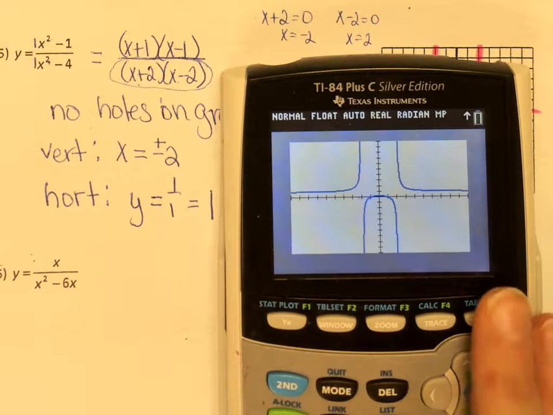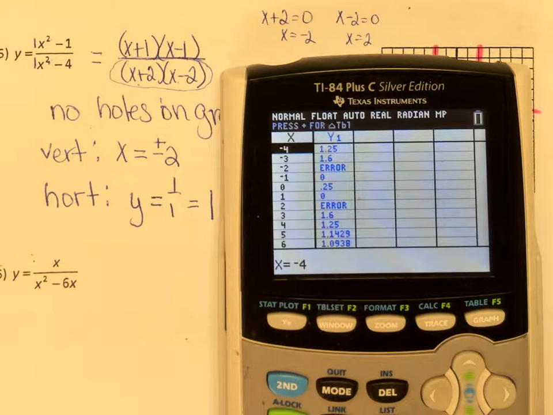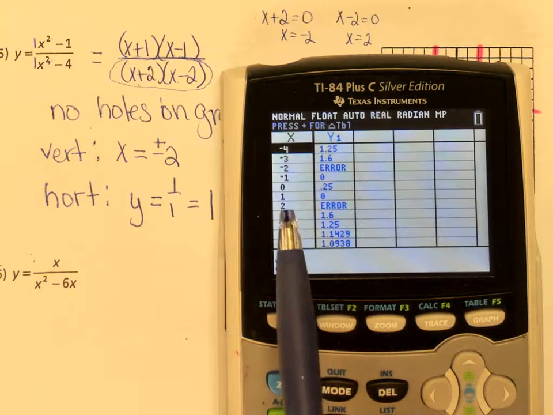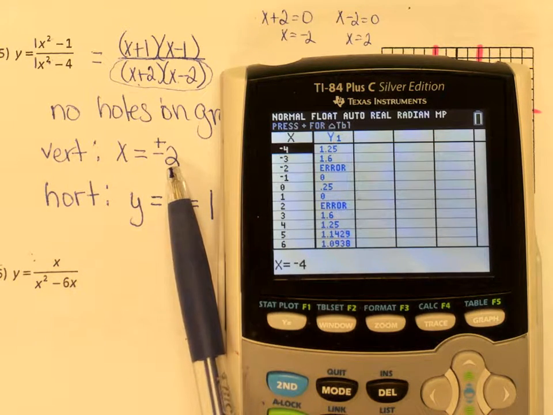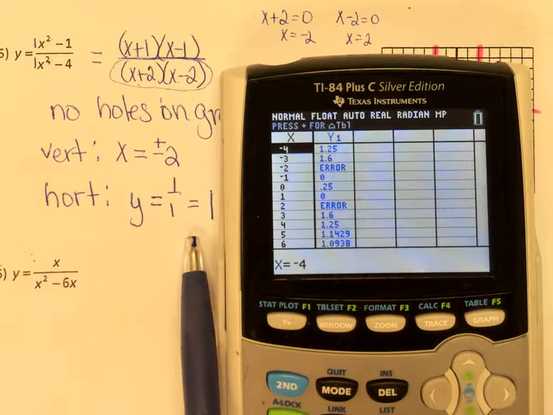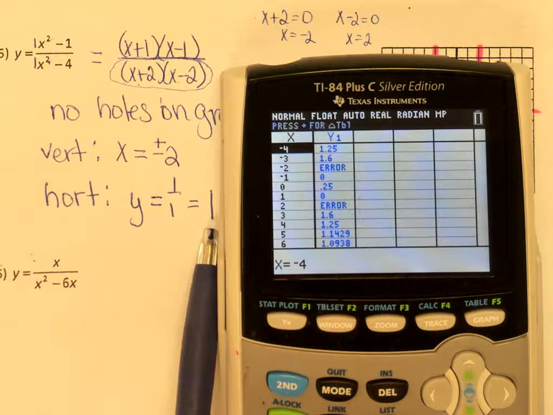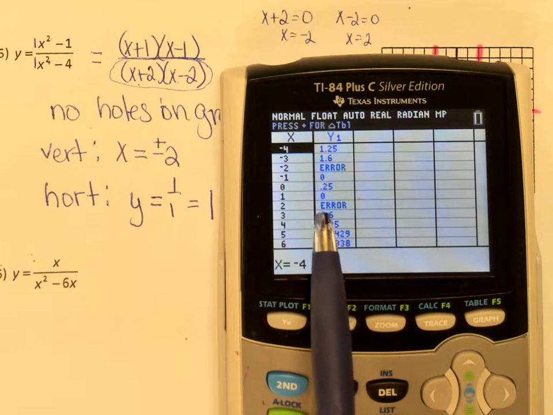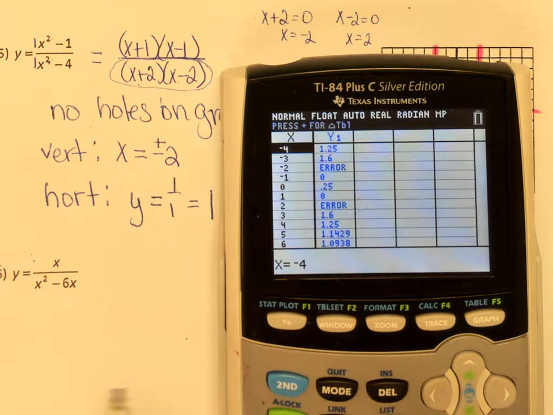Alright, so let's go to our table. We can check a few things. What can we check? Should be errors where? At -2 and +2 where you have a vertical asymptote, right? Unfortunately, your calculator will not let you check horizontal asymptotes right now, okay? If you had a hole, you would be able to check that as well. It would also have an error where there was a hole, but we don't have any.